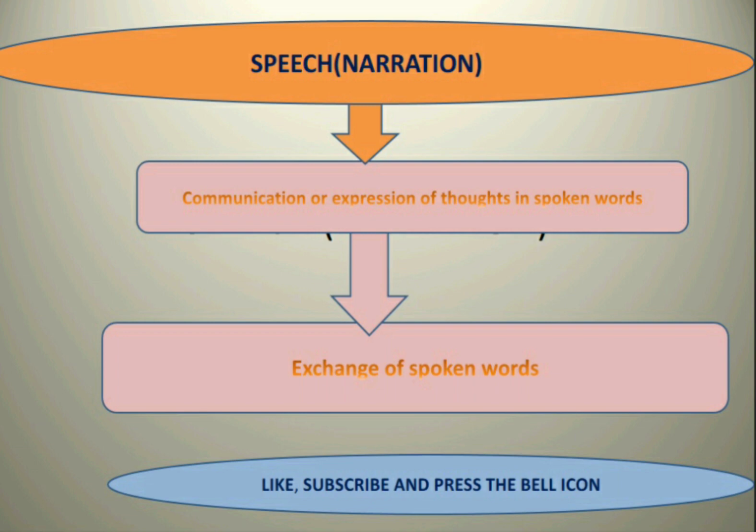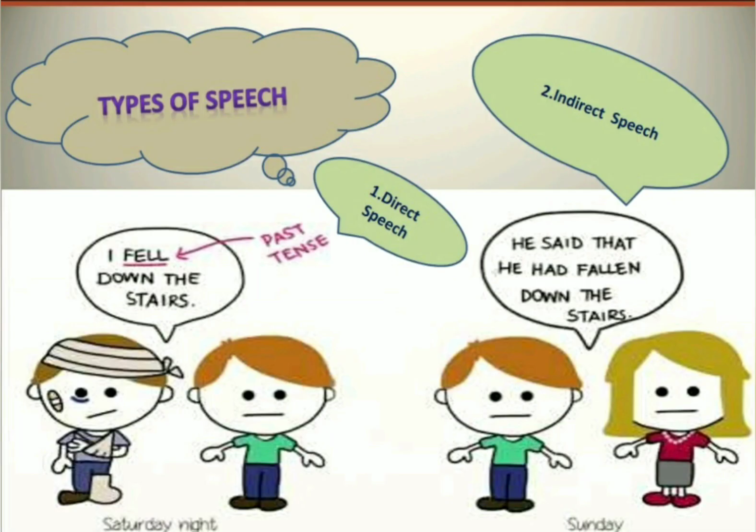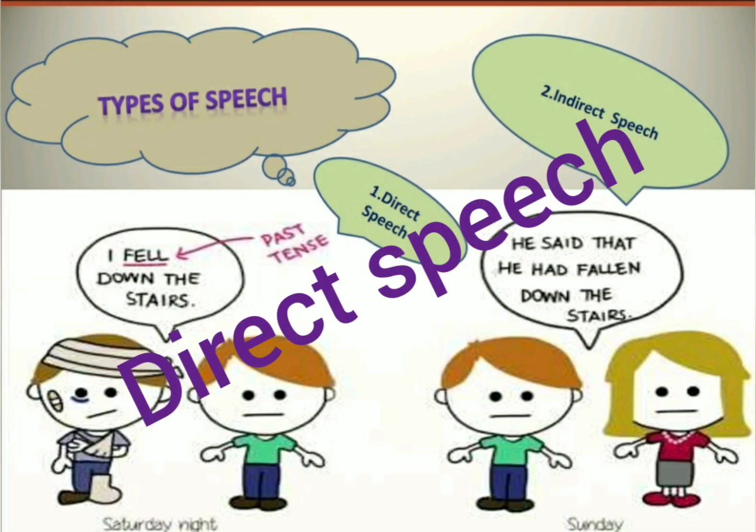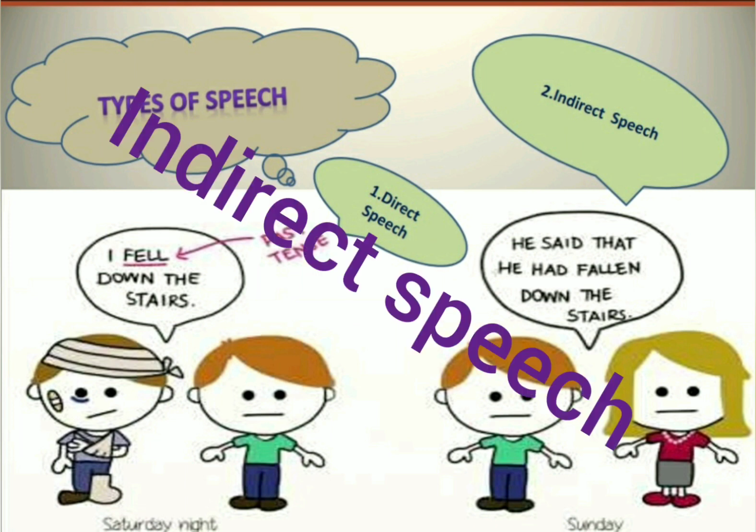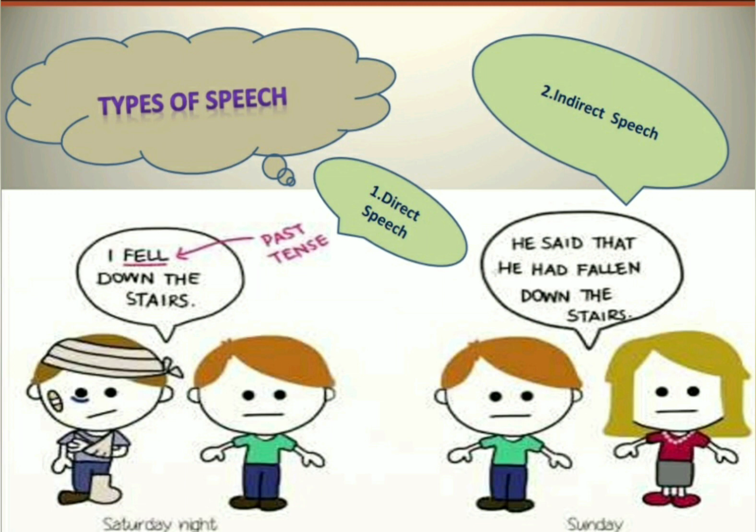You might have heard many times that speech is of two kinds: direct speech and indirect speech. Let's understand both of them with the help of this example. As you can see in the first diagram, two boys are exchanging their thoughts. They are having a conversation. The first boy tells him, "I fell down the stairs." These are the exact words the boy has told to the other boy. So this one is called direct speech.